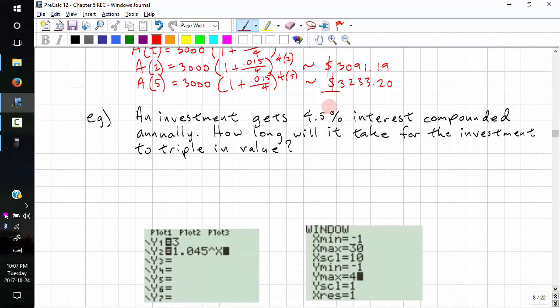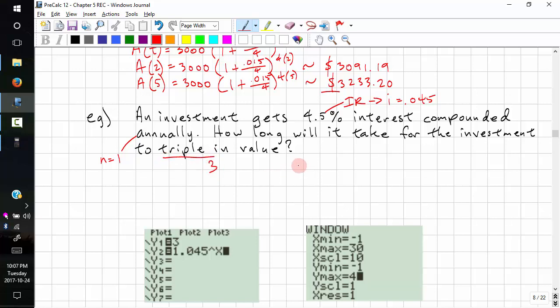Another example, I equals 0.045. It gets compounded annually, so N equals 1. How long will it take for the investment to triple in value? This is a number. Triple means 3.